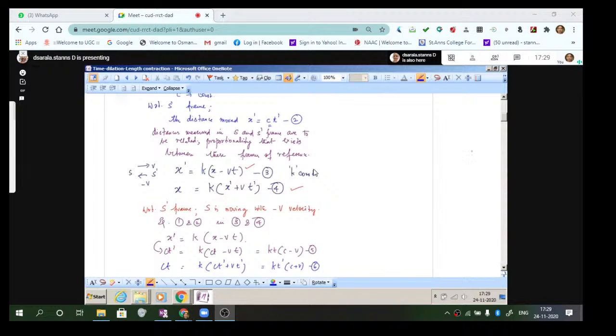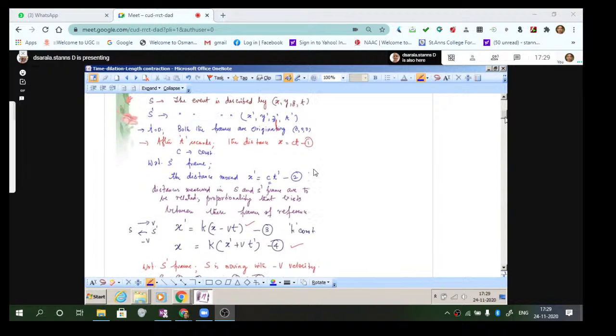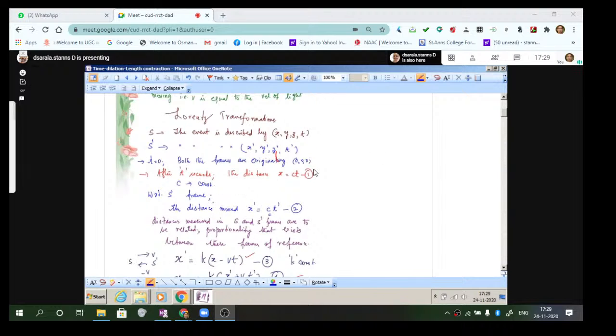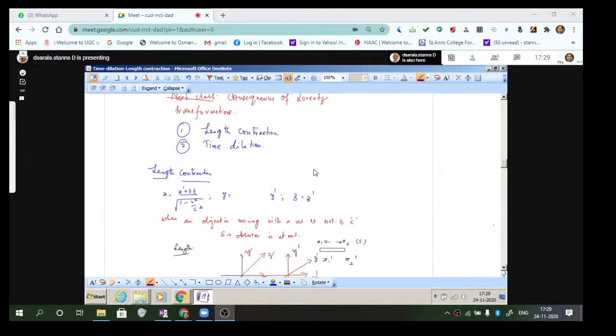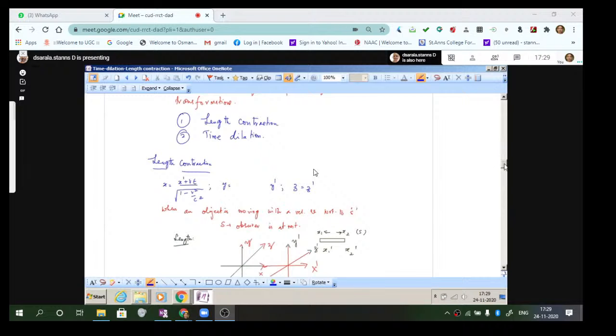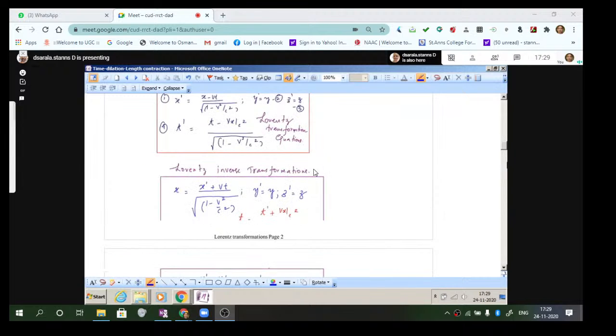So now what are we doing? Suppose at time t equal to 0, both the frames are at 0, 0, 0. After t seconds, what is happening? It is moving by an amount equal to x is equal to ct. With respect to S prime frame, the distance is x prime is equal to ct dash. Distance is measured in S and S prime frames. Okay? Distance is measured in S frame.